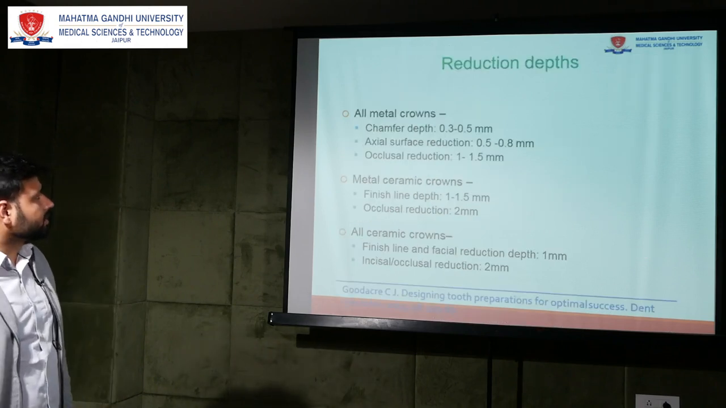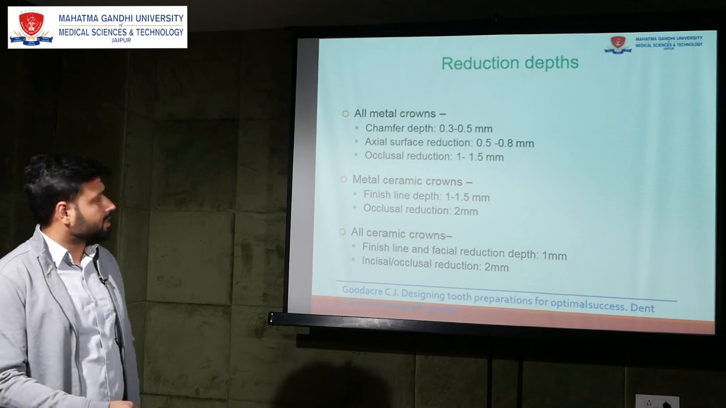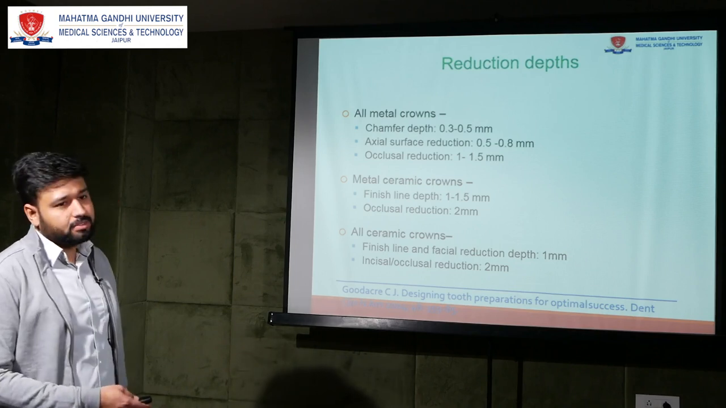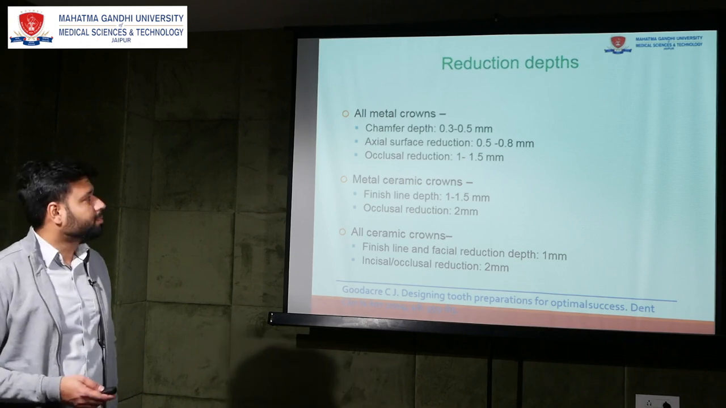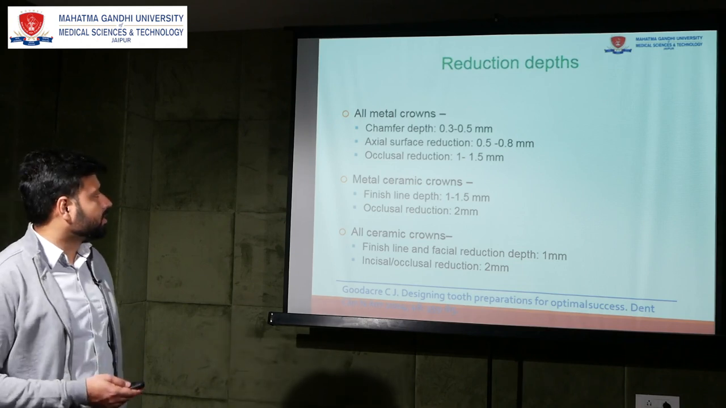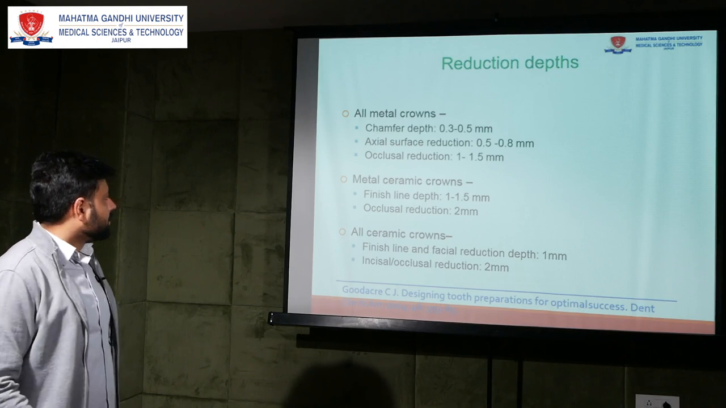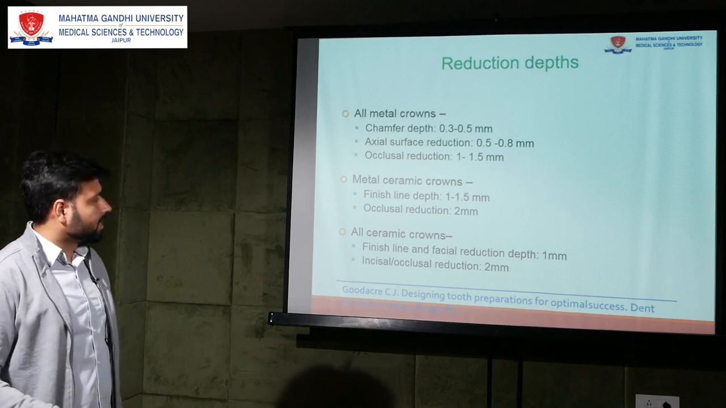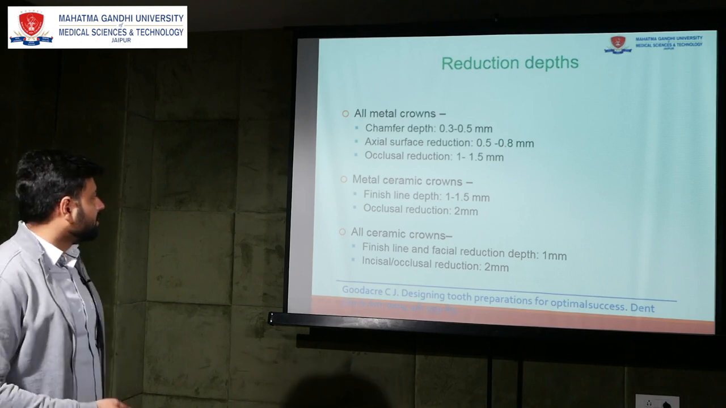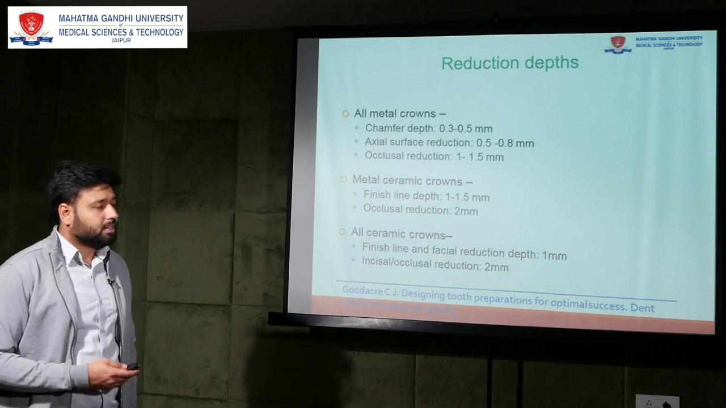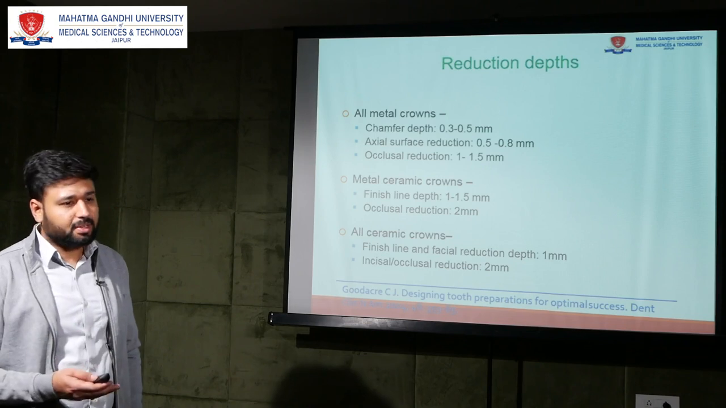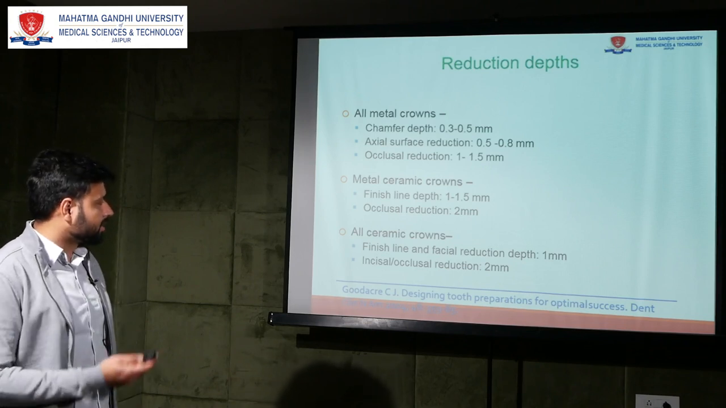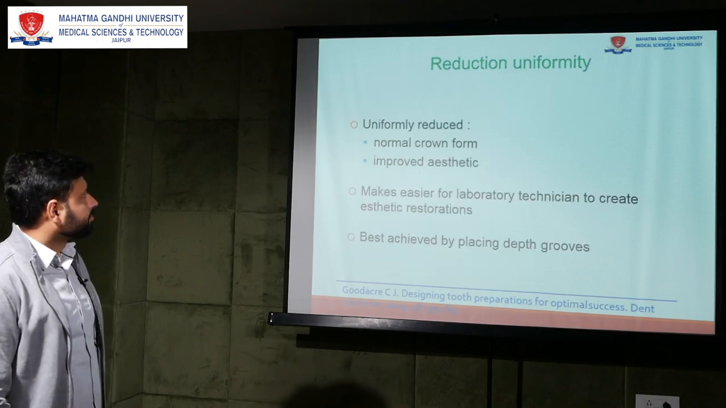For the reduction depth of these kinds of finish lines on metal margins, we have a chamfer of 0.3 to 0.5 millimeter. Axial surface reduction is 0.5 to 0.8 millimeter, and occlusal reduction is 1 to 1.5 millimeter. Then we have metal ceramic crowns. The finish line depth is around 1 to 1.5 millimeter, and occlusal reduction is around 2 millimeter. And for all-ceramic restoration, the finish line and the facial reduction depth is approximately 1 millimeter, and the occlusal reduction is around 2 millimeter.